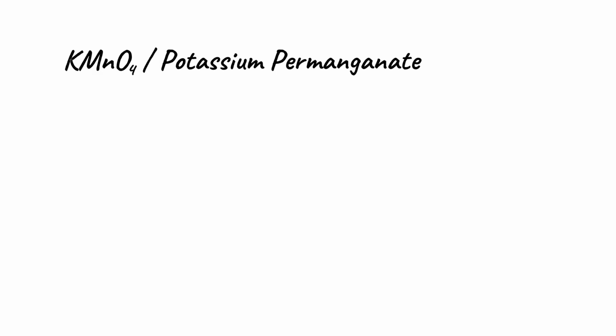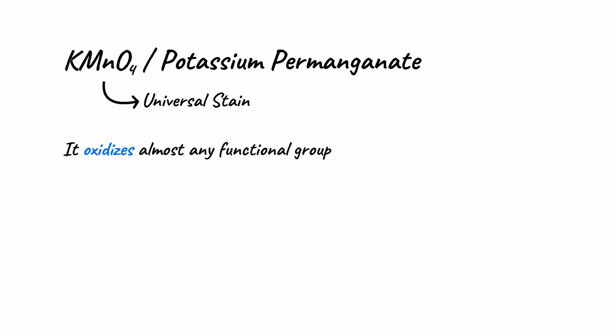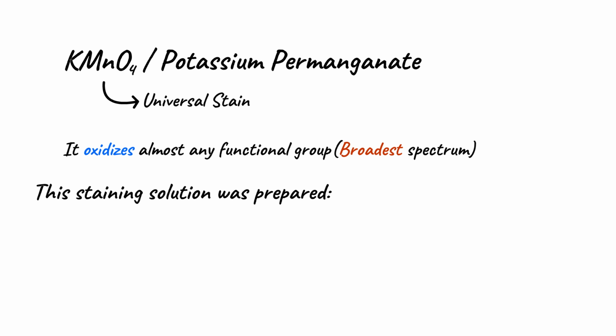KMnO4, or potassium permanganate, is the most universal stain in synthetic organic chemistry. It oxidizes almost any functional group that can be oxidized, which makes it your broadest spectrum staining option after UV. The staining solution is typically prepared as KMnO4 in potassium carbonate and water.